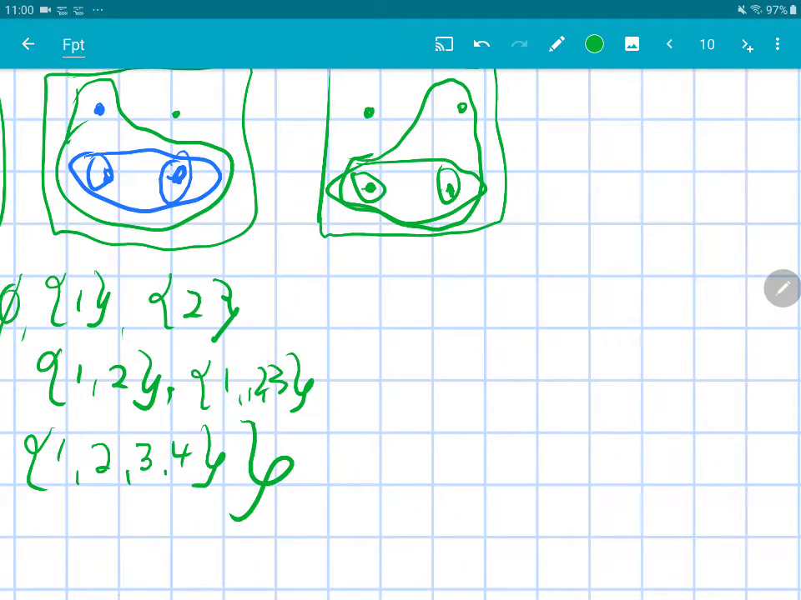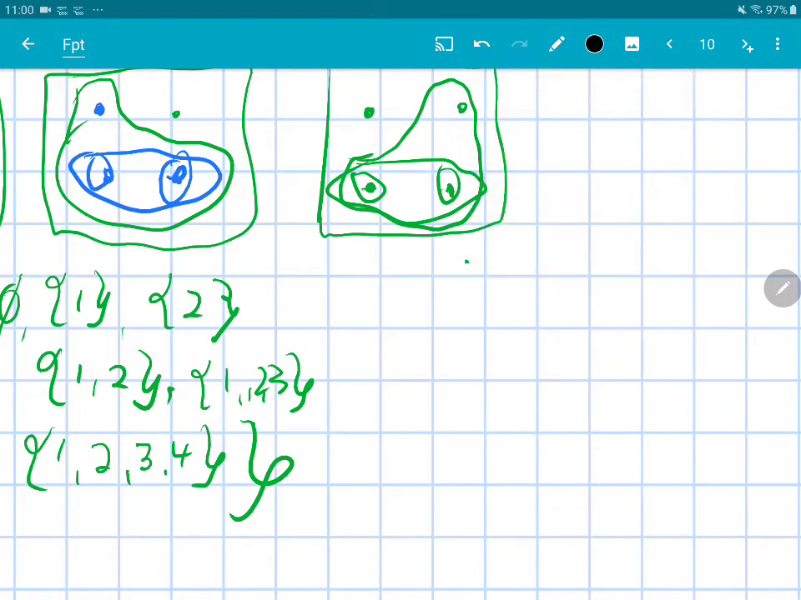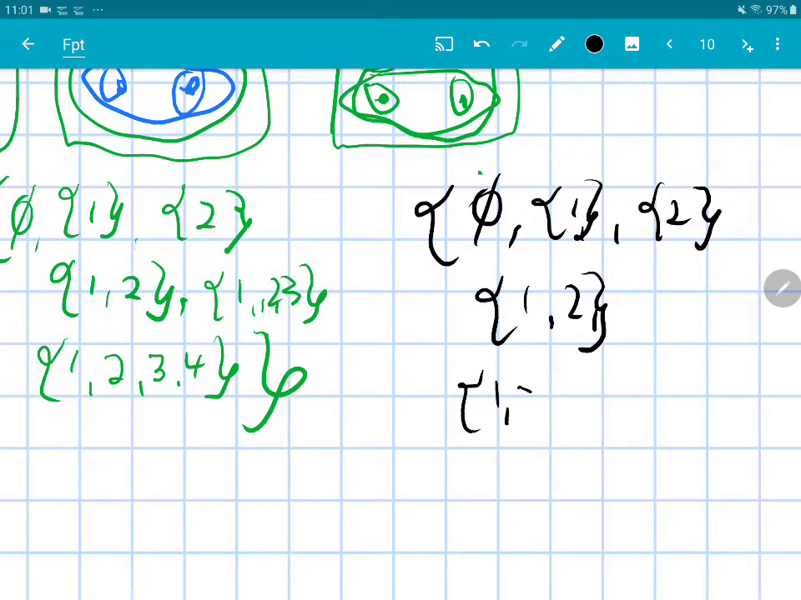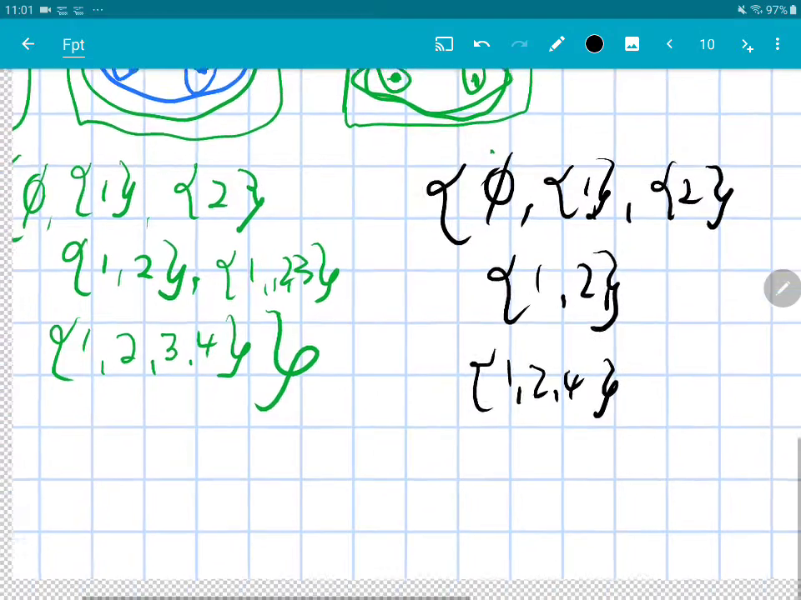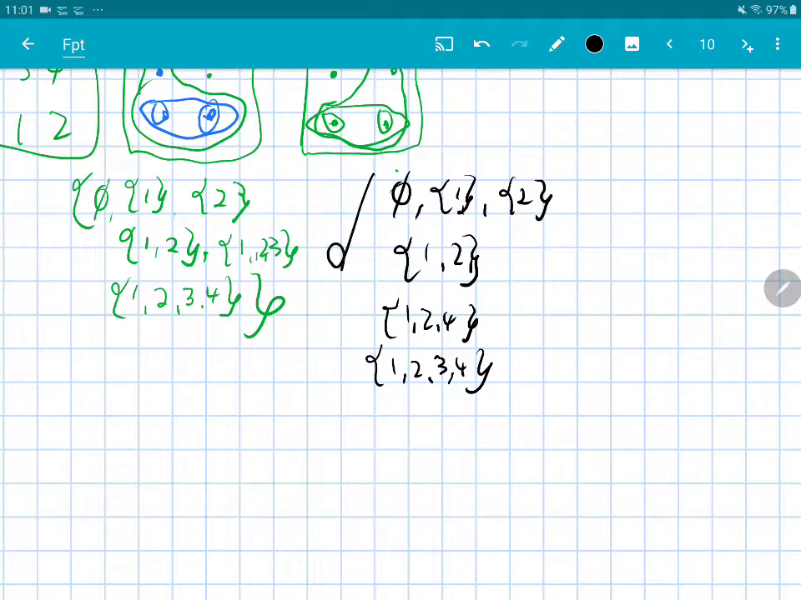The right one is essentially the same, except that let me use a different color. Empty set, 1, 2, 1 2, and now the difference: 1 2 4, and 1 2 3 4. So this is the other matroid. This is just a family of sets.